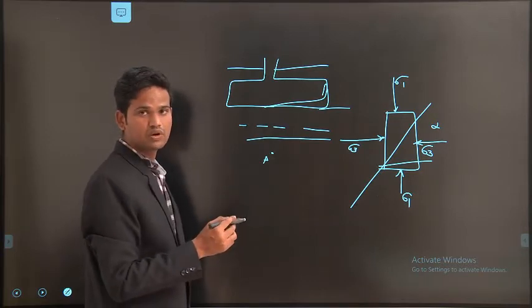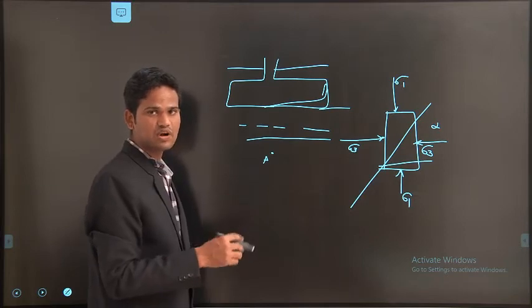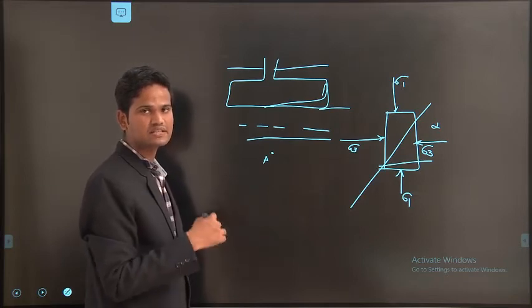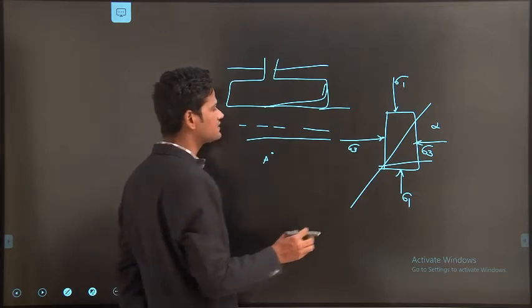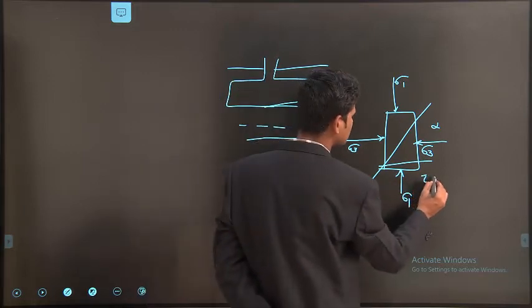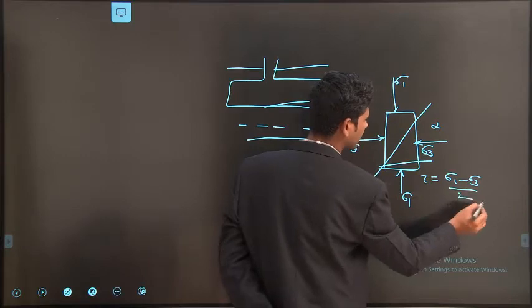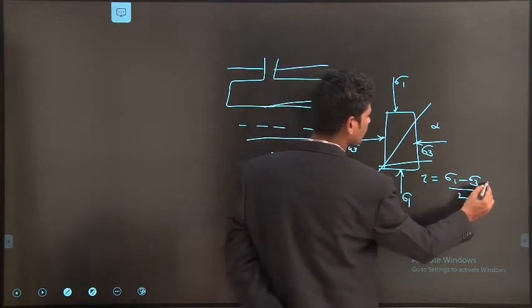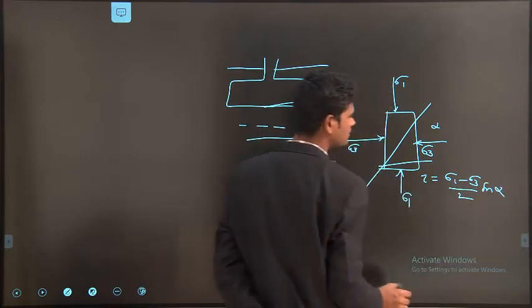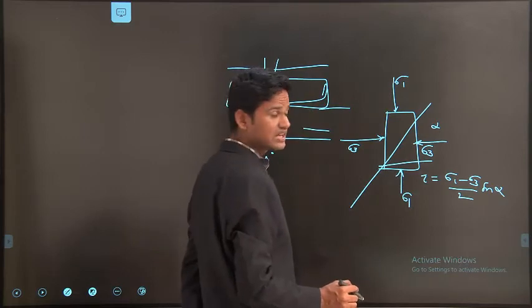Sin alpha equal to... what is the normal stress, what is the shear stress, we have already discussed in our previous class. The shear stress tau equal to sigma 1 minus sigma 3 divided by 2 into sin alpha. This is the formula for shear stress.